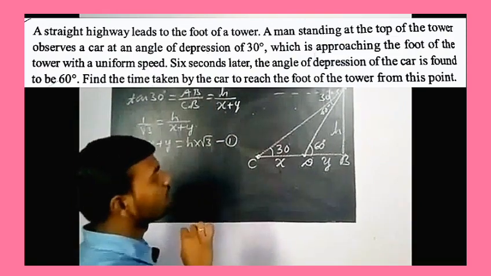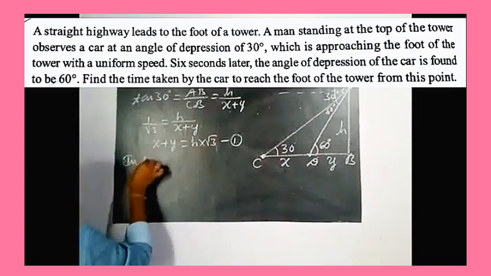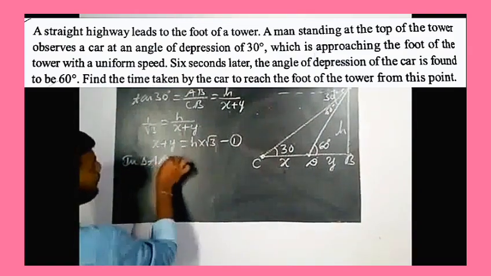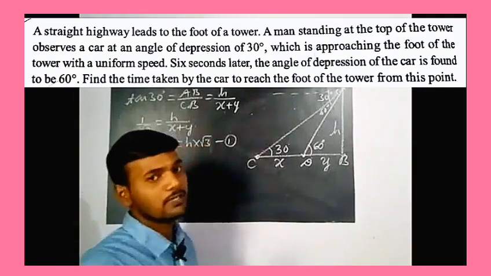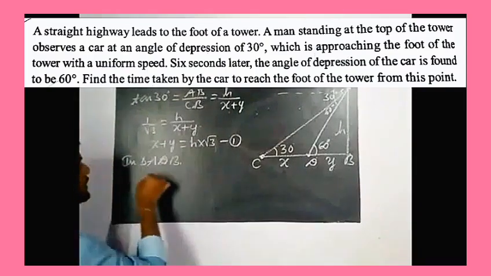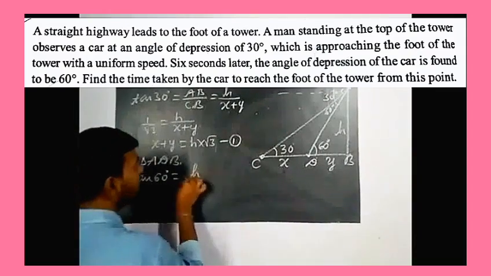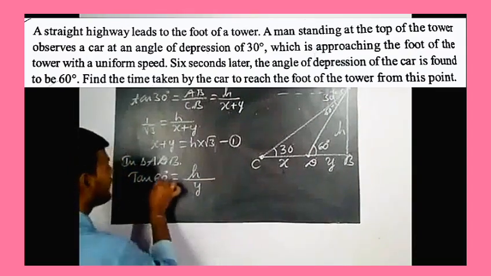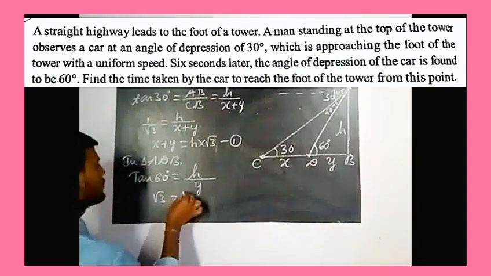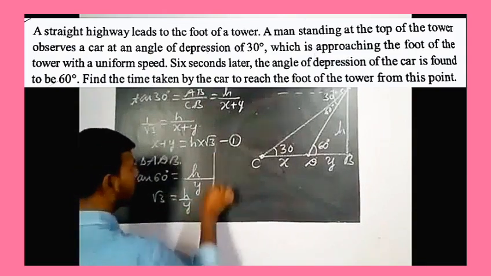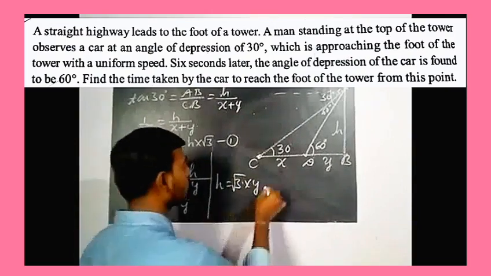Now again let us consider one more triangle, that is ADB. In triangle ADB, we need to find the distance Y, and also to find H. So here also we can apply tan 60 degree. Tan 60 degree is equal to H by Y. What is the value of tan 60? It is root 3, equal to H by Y. Then H is equal to root 3 into Y. Call this equation 2.